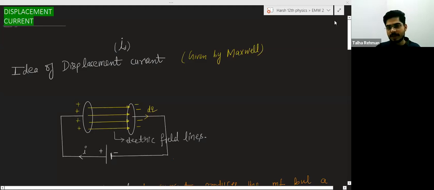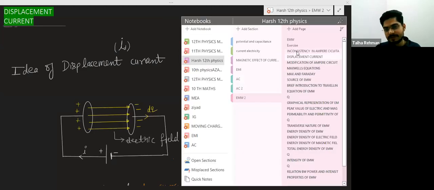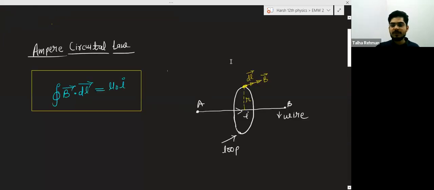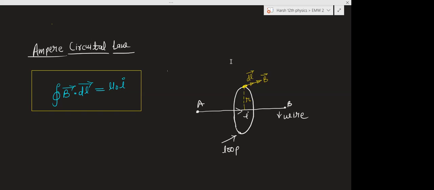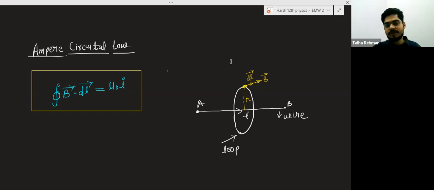So basically, electromagnetic wave. First, the definition: what is the definition of the electromagnetic wave? An electromagnetic wave has electrical energy and magnetic energy oscillating perpendicularly. Saying it is very simple. We can say that the electric field and magnetic field are oscillating perpendicular to each other.